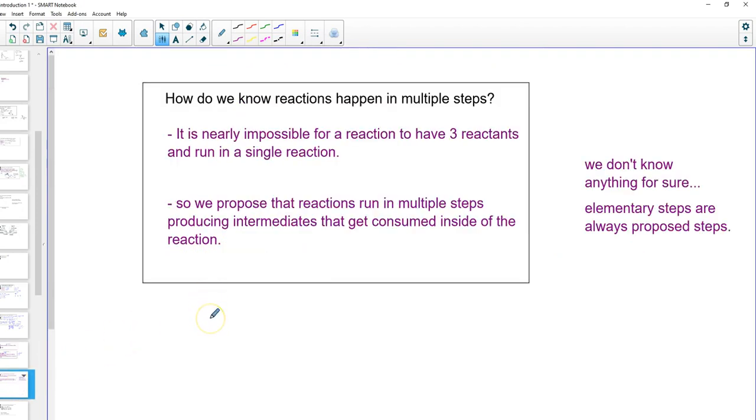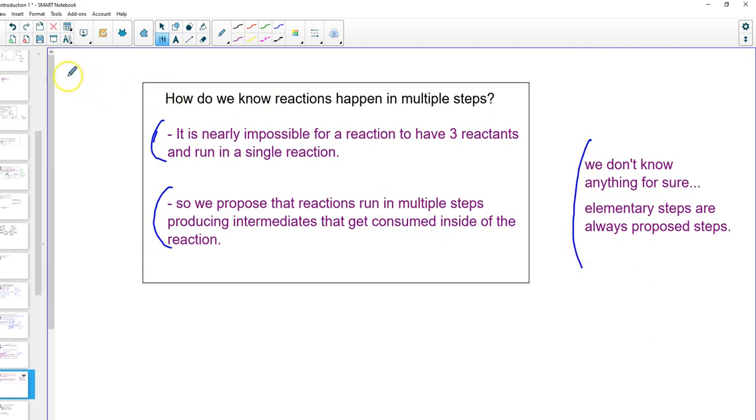Alright, how do we know a reaction happens in multiple steps? As I mentioned earlier, it's nearly impossible for a reaction to have 3 reactants and run in a single step. All 3 would need to come together at one time. You could have it work, but you'd need to have really high concentrations, and it would take a long time. So we propose that reactions run in multiple steps, producing intermediates that get consumed inside of a reaction. Okay, so this is important to understand: why it's probably likely that things run in multiple steps and how we theorize that this happens. We never know anything for sure.